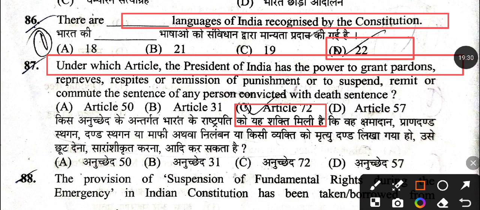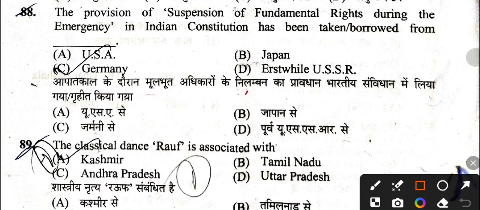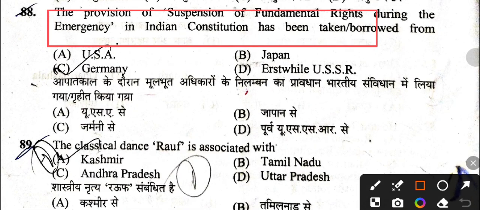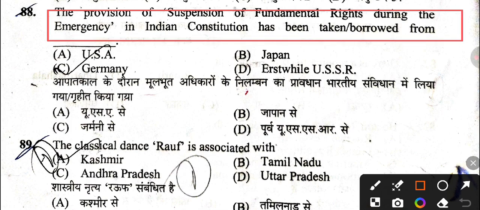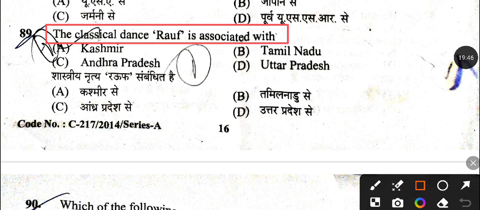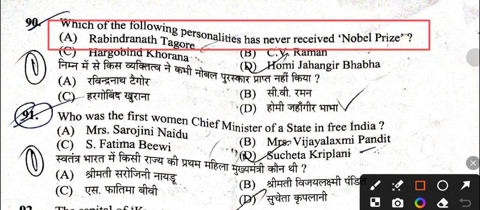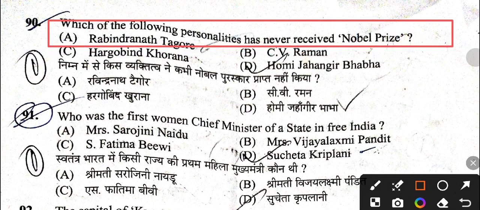The provision of suspension of the fundamental right during the emergency in Indian Constitution has been taken or borrowed from Germany, Weimar Siddhant of Germany. The classical dance Rauf is associated with, so it is related to the Kashmir. Which of the following personality has never received Nobel Prize? So it was Homi Jahangir Bhabha. Option number D is the right answer.